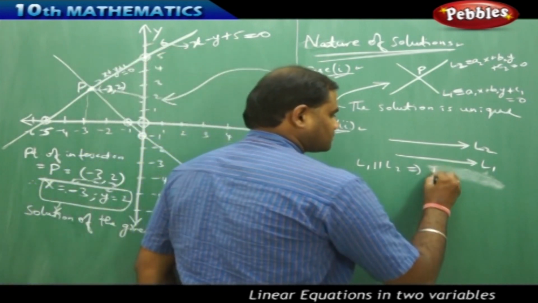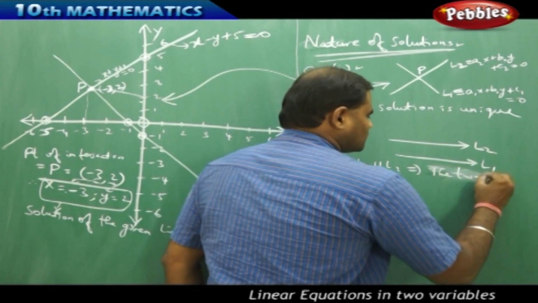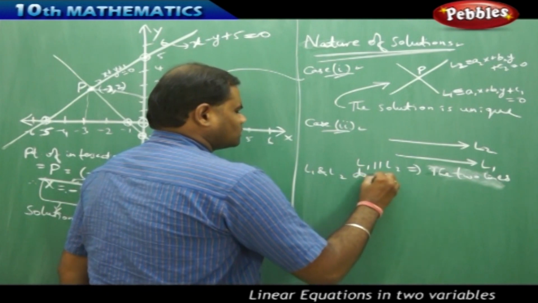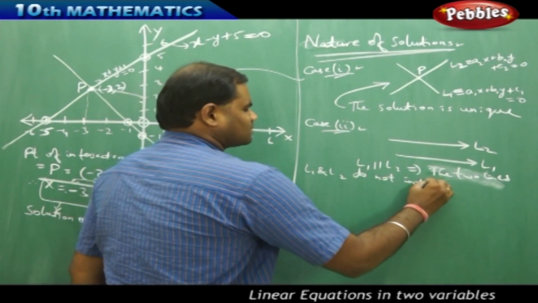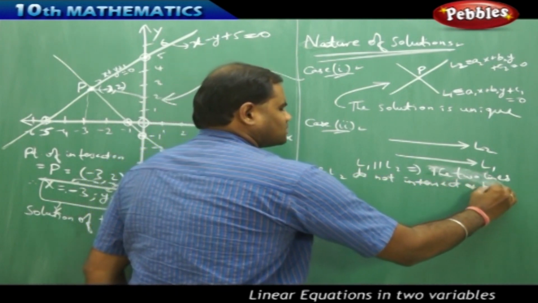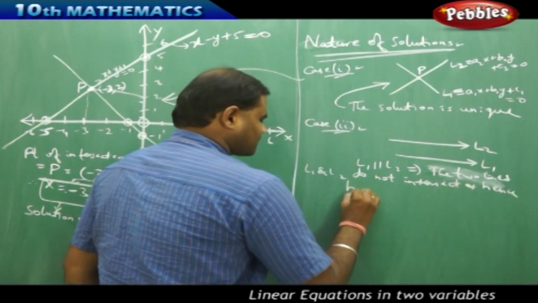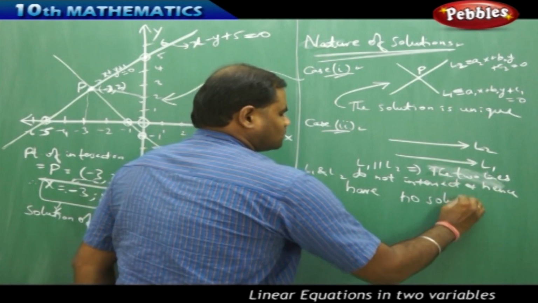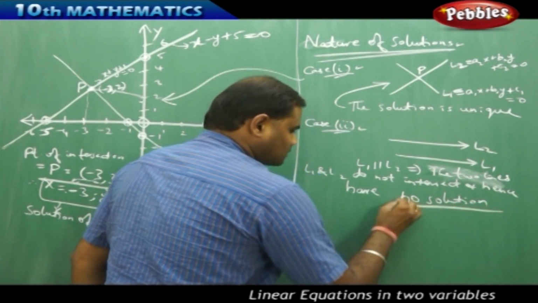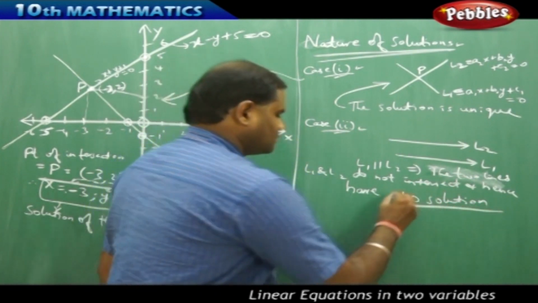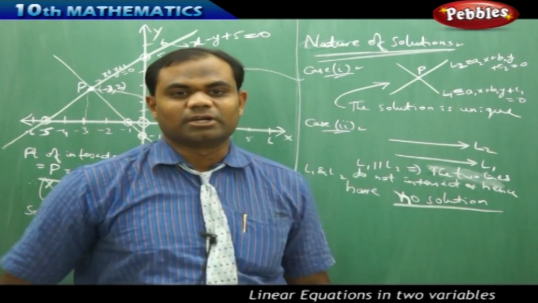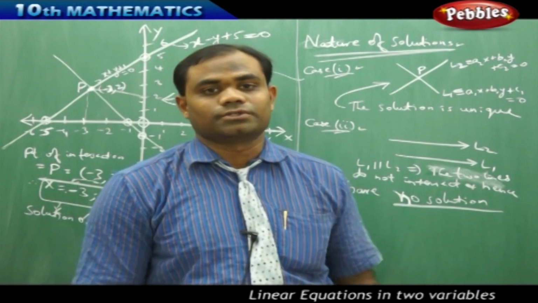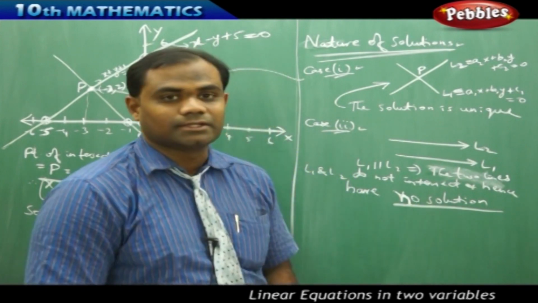That implies the two lines L1 and L2 do not intersect and hence have no solution. They do not have a solution because they do not meet. No intersection, no solution is how we understand this.